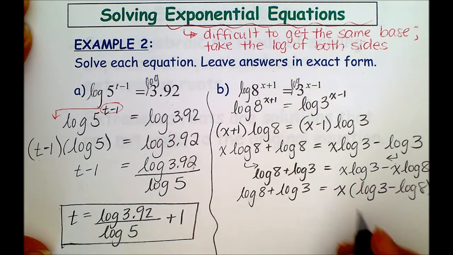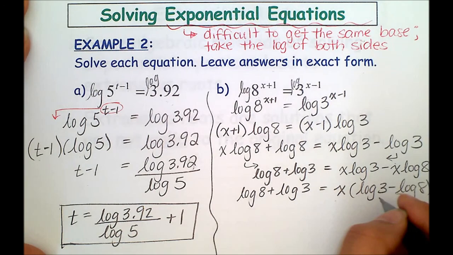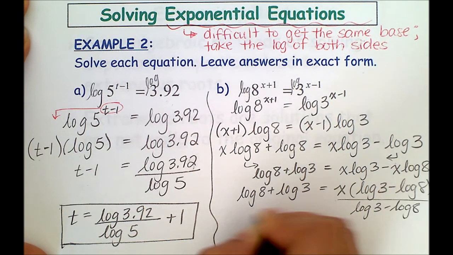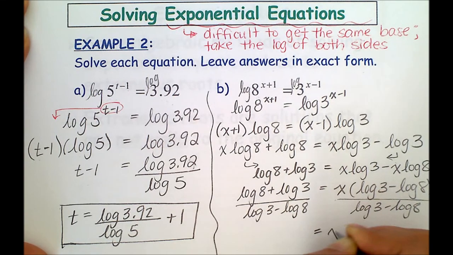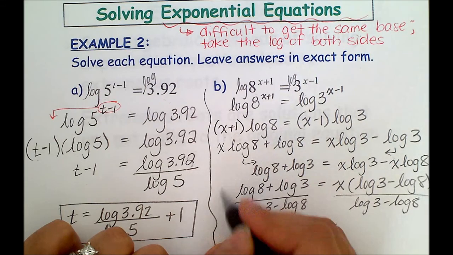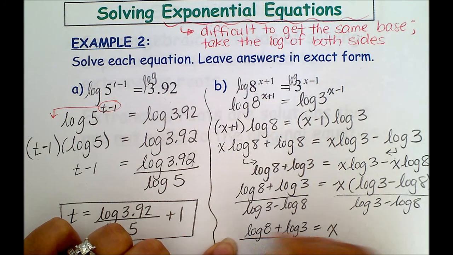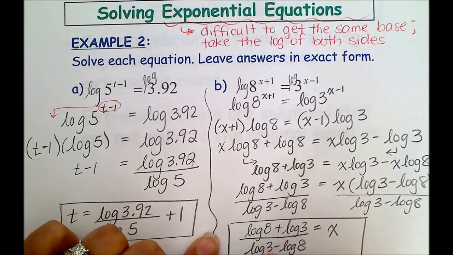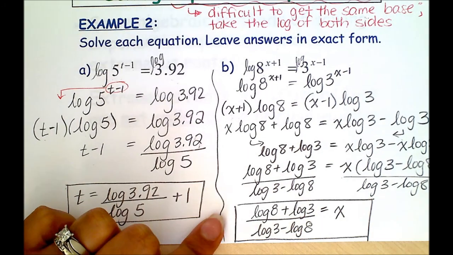And now if I'm trying to get the x by itself, I just divide both sides by log of 3 minus log of 8. So if I divide both sides by that, I get x is equal to this entire thing. So log of 8 plus log of 3 divided by log of 3 minus log of 8. And don't try to cancel out any terms. You can't in this case, and that's because you have addition between the terms, so you can't simplify it any further, and that's your answer in exact form.